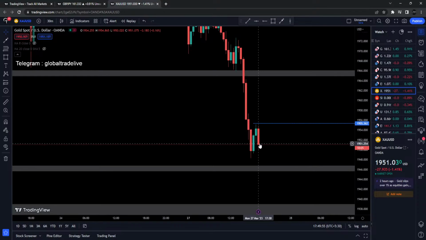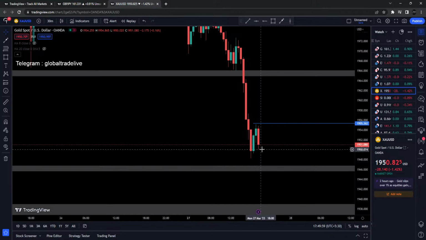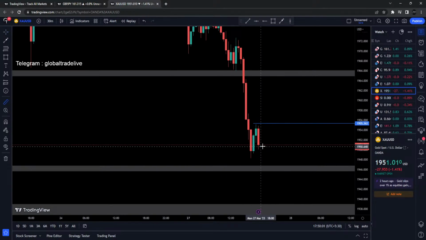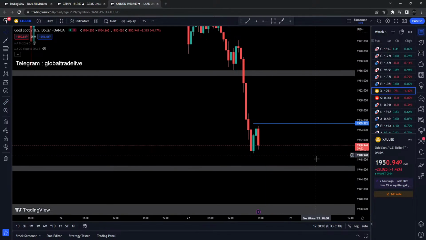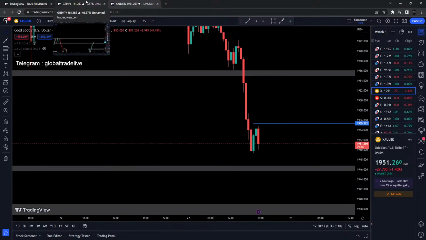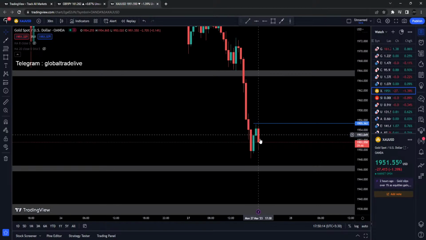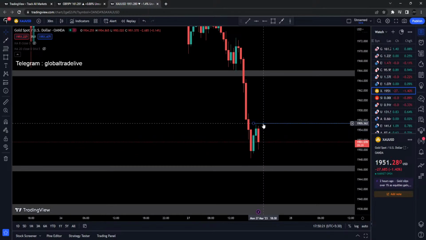Okay, so gold broke the low and just went a little bit down, and now it's showing some rejections. So let's see what happens. 9 minutes left for the candle to close. So if this candle closes with a rejection and a weak bearish candle, and the next candle will be breaking this price, then the chances of winning the trade will really be increasing.